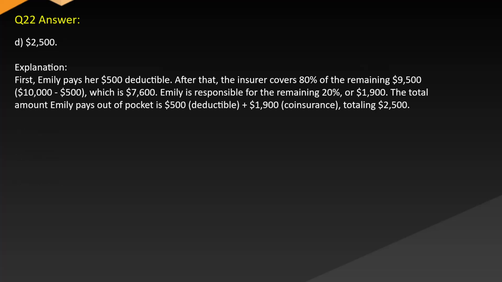Answer: D. $2,500. Explanation: first, Emily pays her $500 deductible. After that, the insurer covers 80% of the remaining $9,500 ($10,000 minus $500), which is $7,600. Emily is responsible for the remaining 20%, or $1,900. The total amount Emily pays out of pocket is the $500 deductible plus $1,900 coinsurance, totaling $2,500.